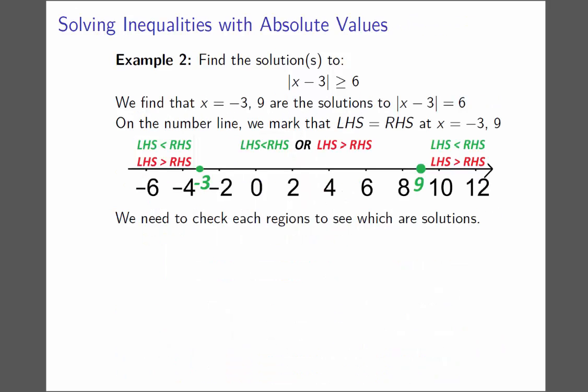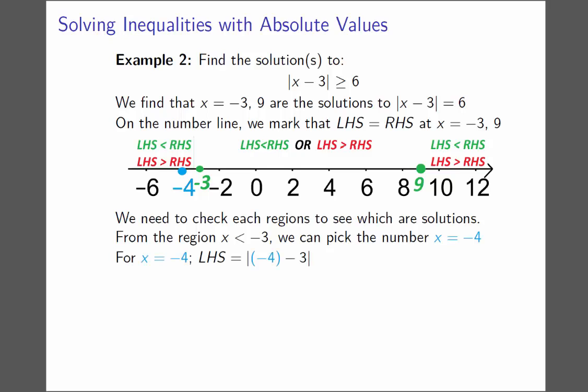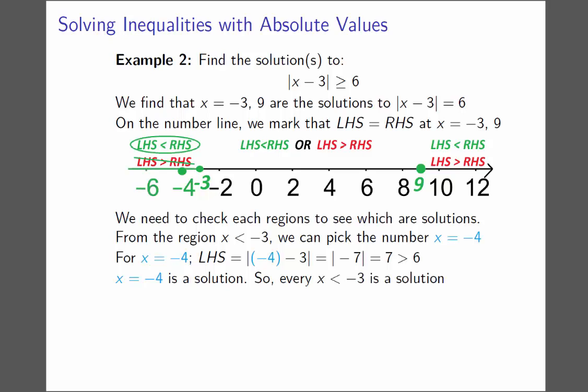Let's start the process of checking those solutions. From the region x is less than negative 3, we can pick the number x equals negative 4. For x equals negative 4, the left-hand side can be computed as the absolute value of negative 4 minus 3, which is the absolute value of negative 7, which is 7. This is bigger than 6, so x equals negative 4 is a solution. And because x equals negative 4 is a solution, the entire region of x less than negative 3 have to be solutions.